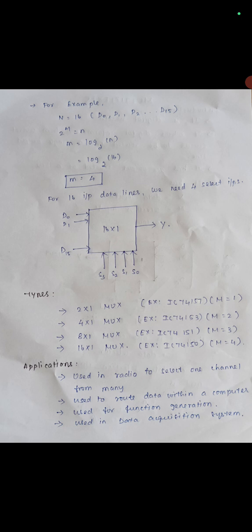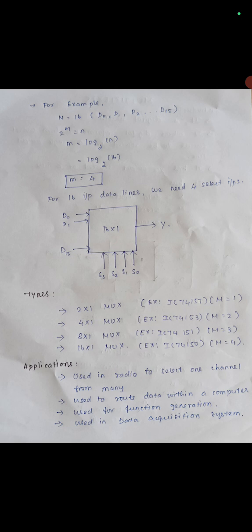So the diagram becomes D0, D1 up to D15. These are the data inputs. The selection lines are S0, S1, S2, S3, where S0 is the LSB and S3 is the MSB. These 4 selection lines are used to select one data input out of the 16 data inputs, so only one output is delivered at a time.